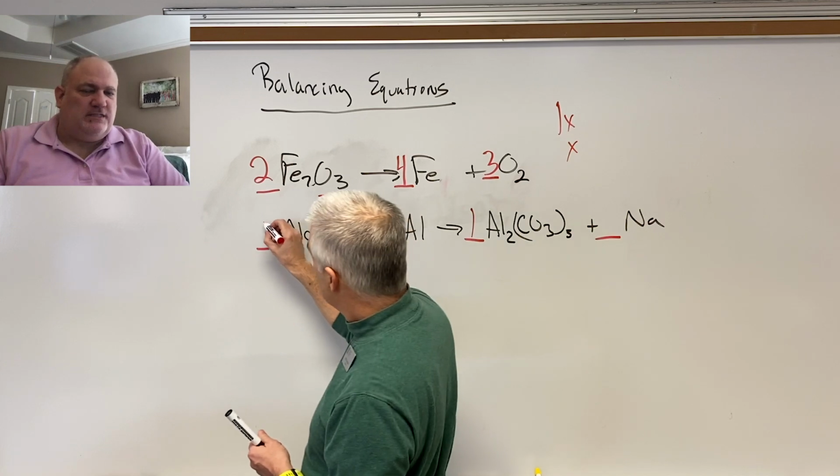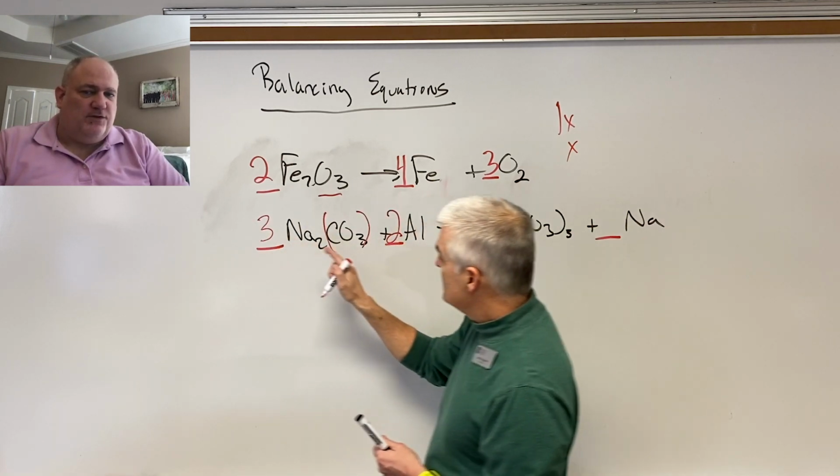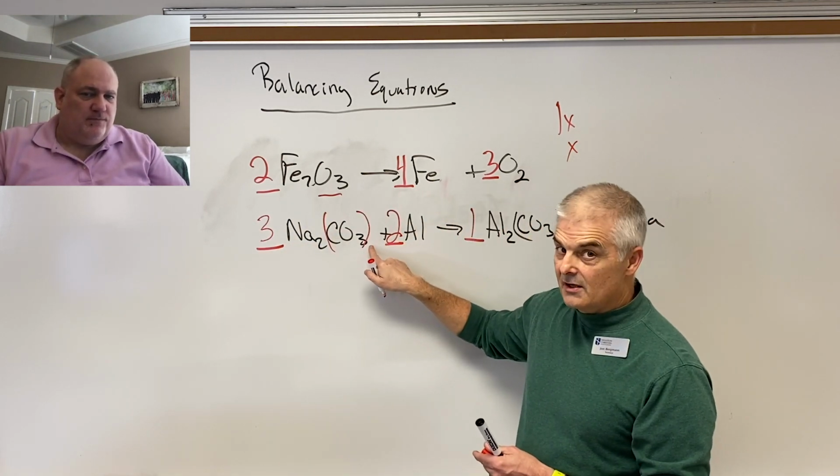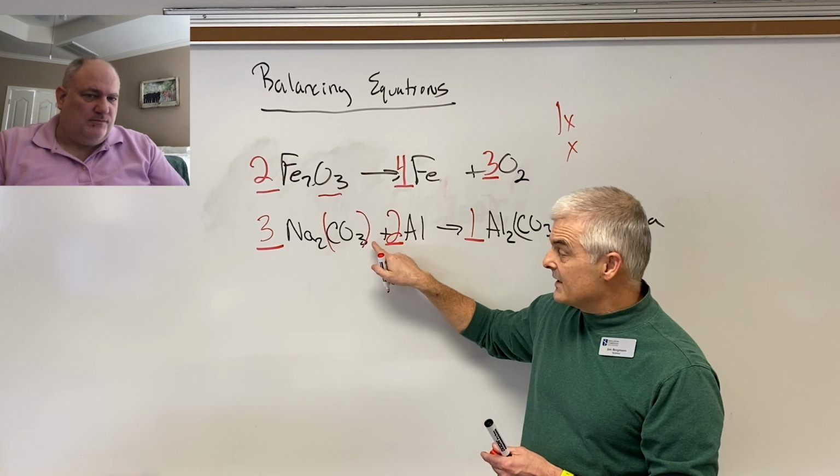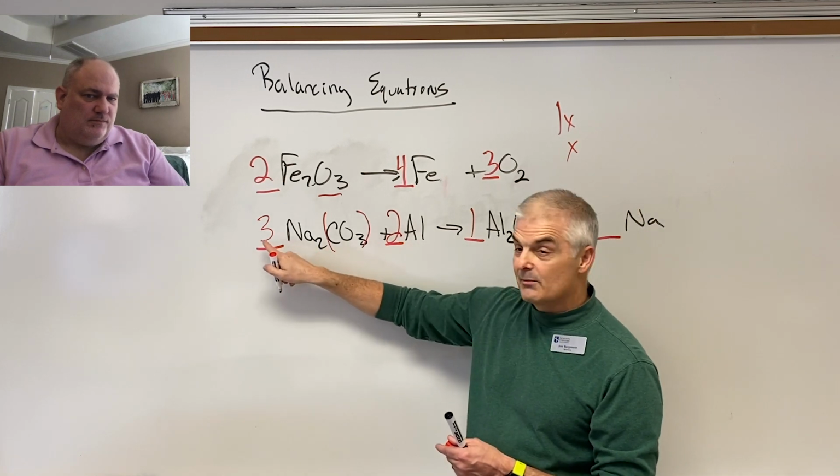So if you only have 1 on that side, you need to have 3 of them. So you're going to put a coefficient in front of it. Important: I'm not changing another coefficient. I'm not saying parentheses 3, because that changes what it is. I'm just adding numbers to the front.